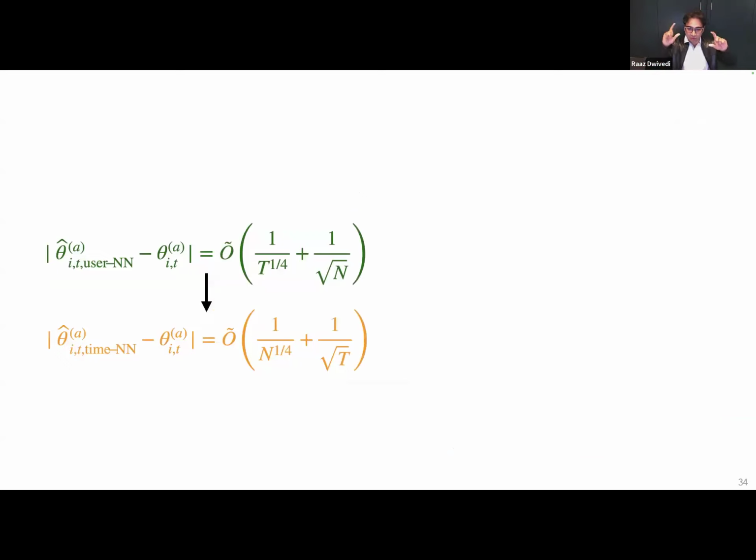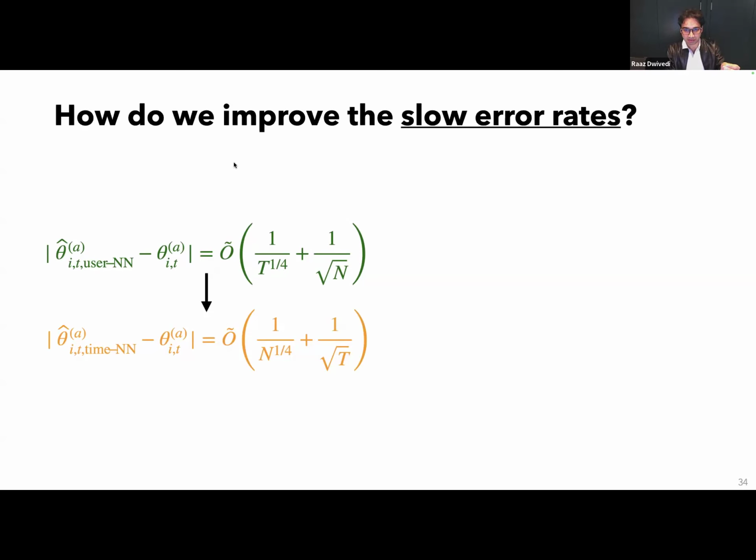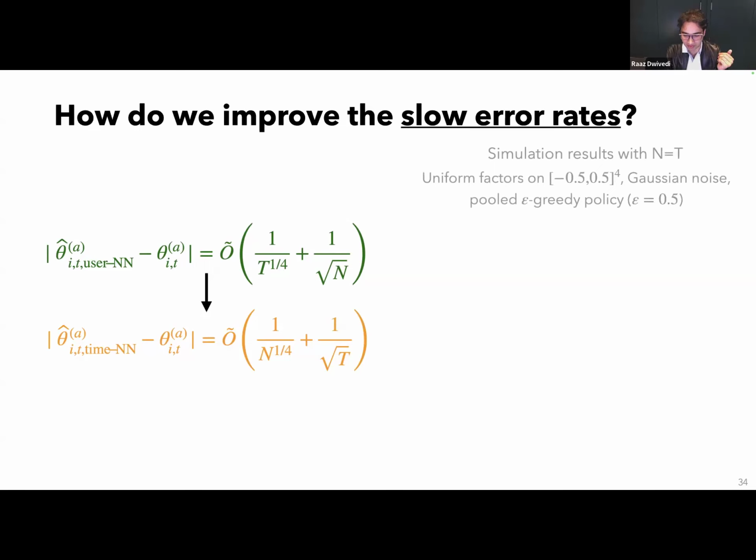And what would happen, under appropriate assumptions, is that the roles of T and N will flip. So instead of T to the 1/4 plus 1 over root N, you now get N to the 1/4 plus 1 over root T. And you might say, I can make sense of the second term as a statistician, but I'm not fully sure what's going on with the first term. I can guarantee you that if you analyze the proof carefully, this rate is tight. And to give you that proof in one slide, I'll show you simulations where you can empirically observe this rate.